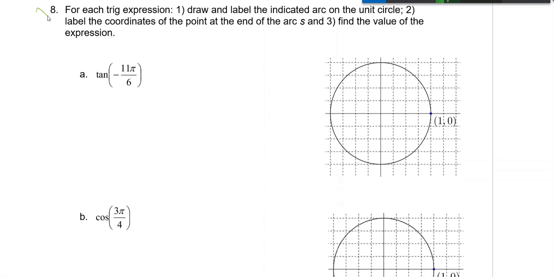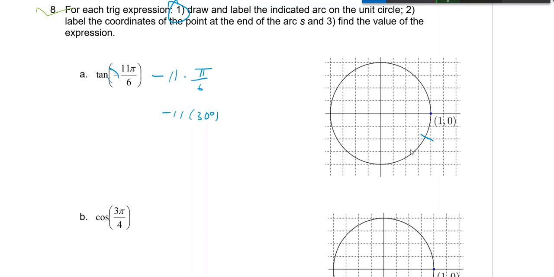Alright, so don't forget there are 3 parts here. The first part is to draw and label the indicated arc. So 11 pi over 6, this is minus 11 times pi over 6, which is minus 11 times 30, if you're thinking in terms of degrees. So we're going this way, it's positive. No, it's negative, sorry. Negative. So we have to go this way.